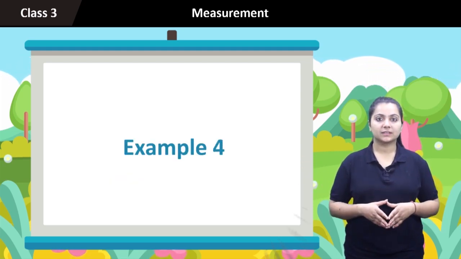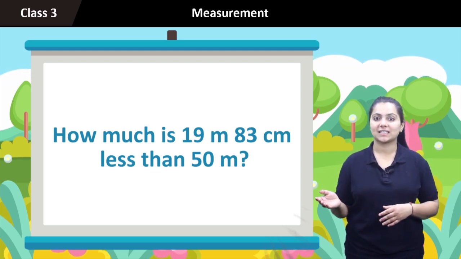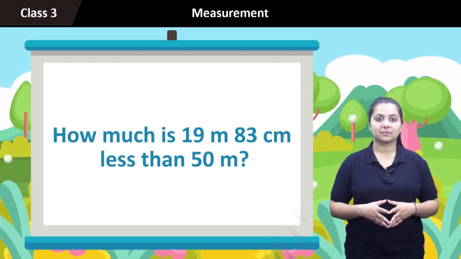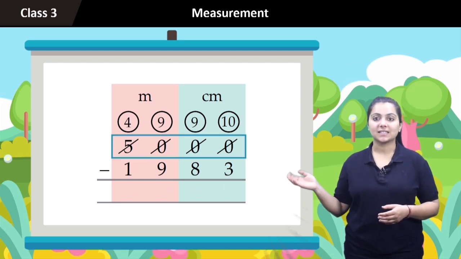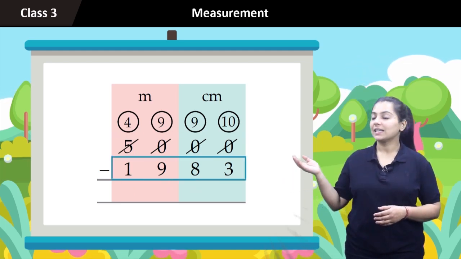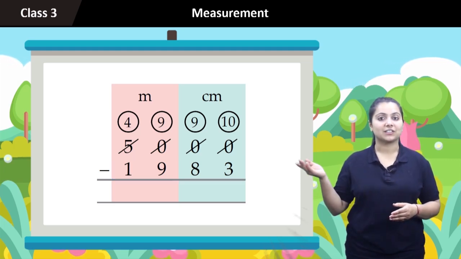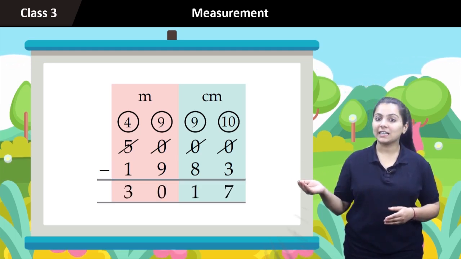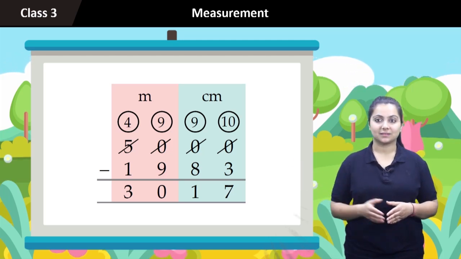Example 4. How much is 19 meter 83 centimeter less than 50 meter? The required difference is equal to 50 meter minus 19 meter 83 centimeter. Thus, 19 meter 83 centimeter is 30 meter 17 centimeter less than 50 meter.